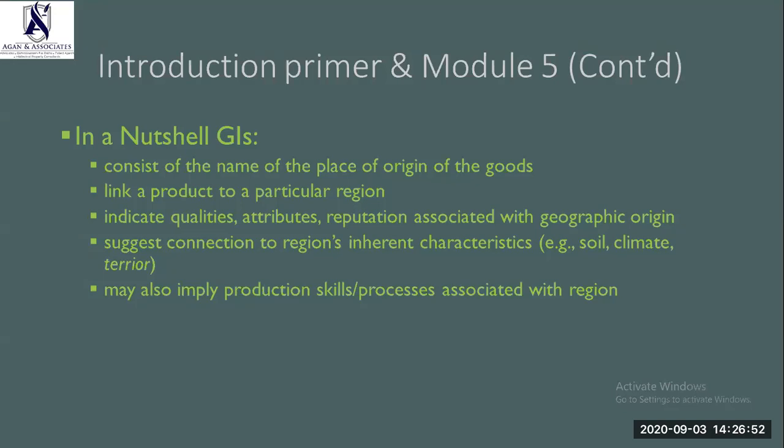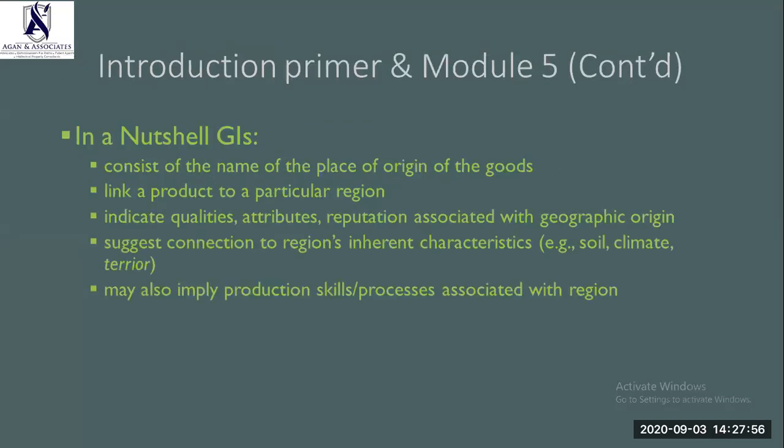When we talk of these characteristics, it may also imply, and this is really important, production skills. And these are skills that the people, artisans, or the farmers are known for. And it can also be processes that the specific people, using specific resources, use to make sure that that particular product has those qualities that people, I can say, would die for.